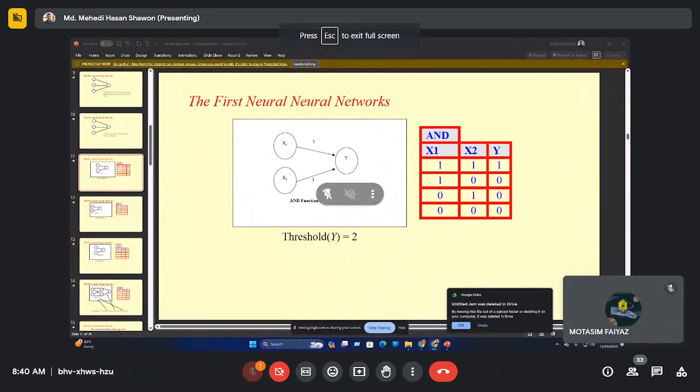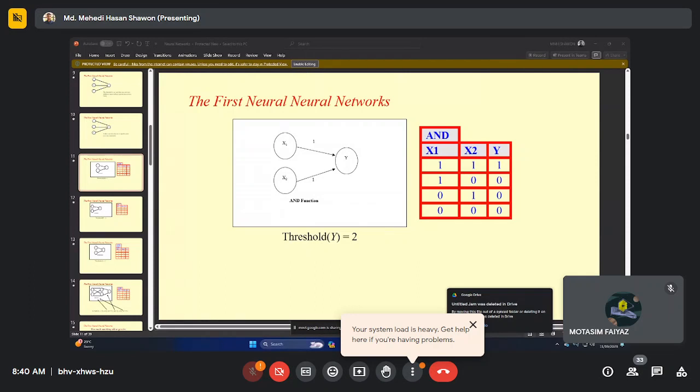And in your class, did you start the neural networks, or should I say multi-perceptron layer? Yes, sir, we started neural networks. All right.